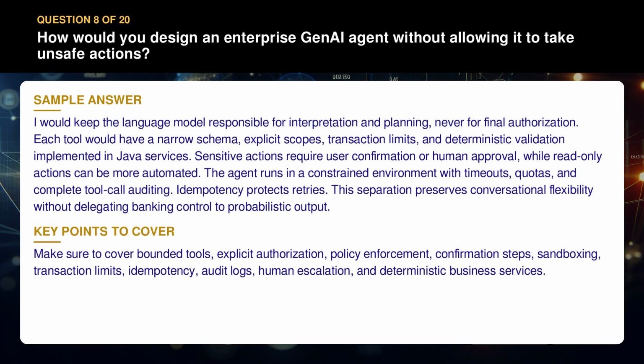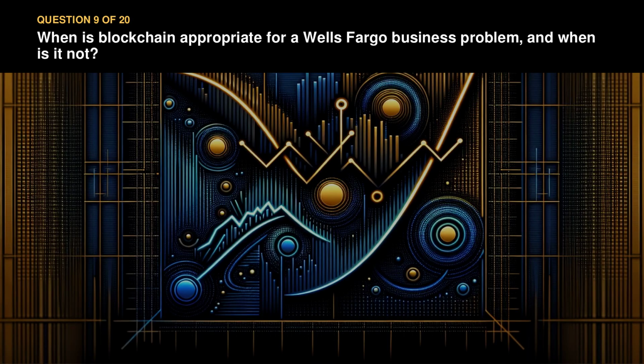Make sure to cover bounded tools, explicit authorization, policy enforcement, confirmation steps, sandboxing, transaction limits, idempotency, audit logs, human escalation, and deterministic business services. Question 9. When is blockchain appropriate for a Wells Fargo business problem, and when is it not?